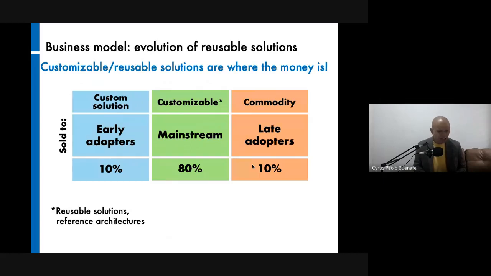That's fine. But the message here is that if you really want to make a lot of money, so to speak, as an architect, then you have to be prepared to come up with reference architectures that have a high potential for reuse.